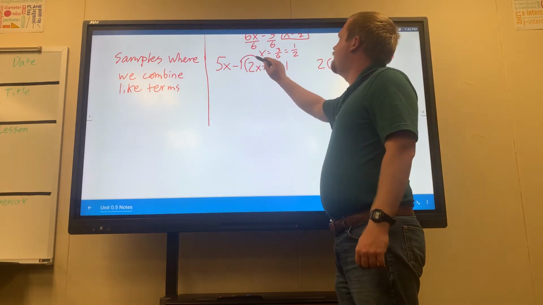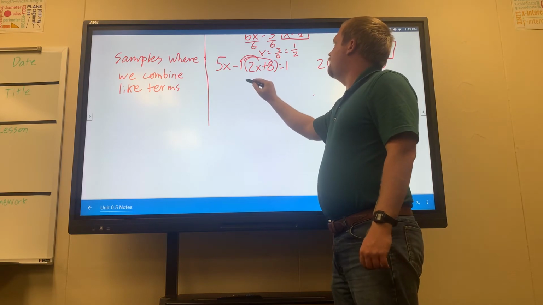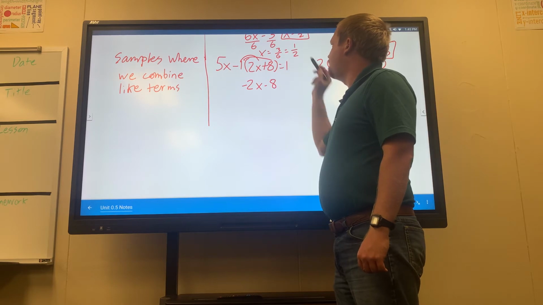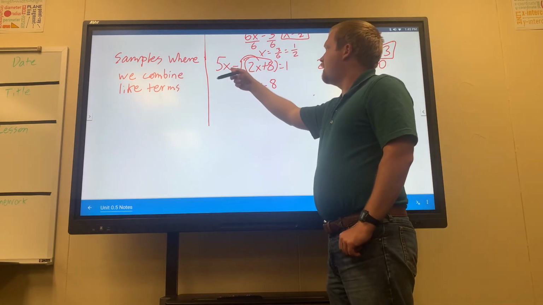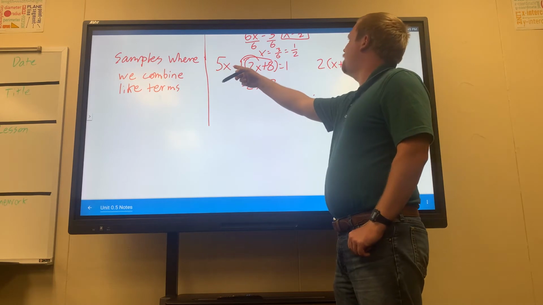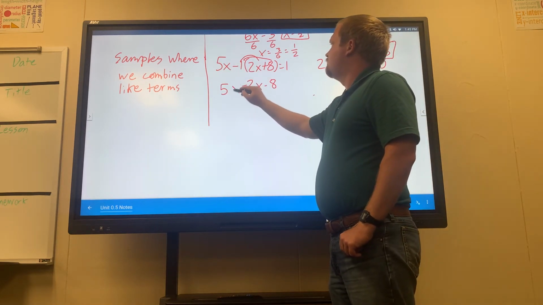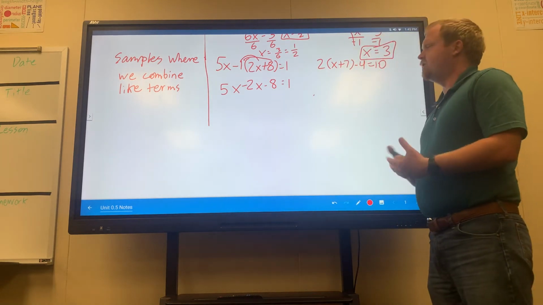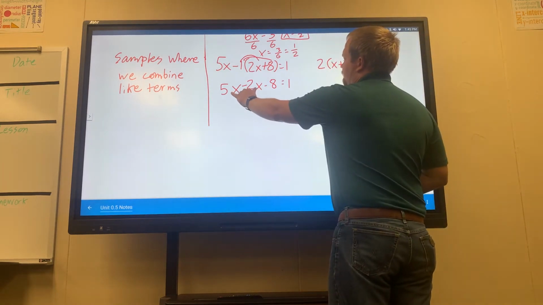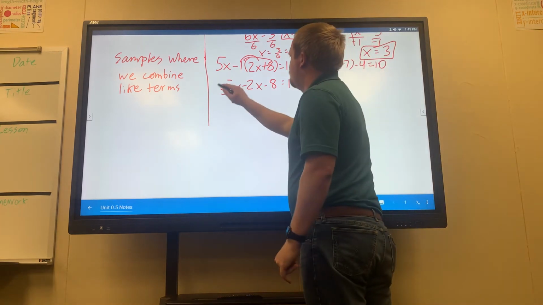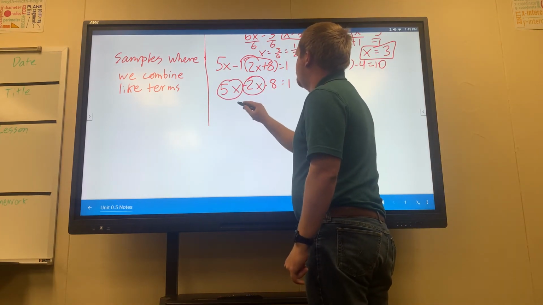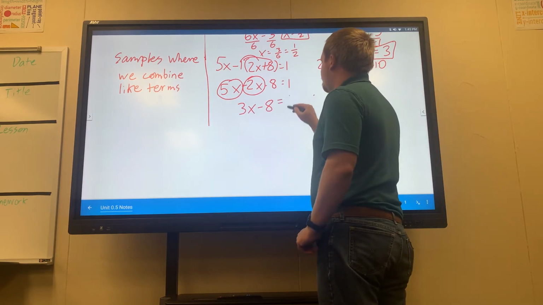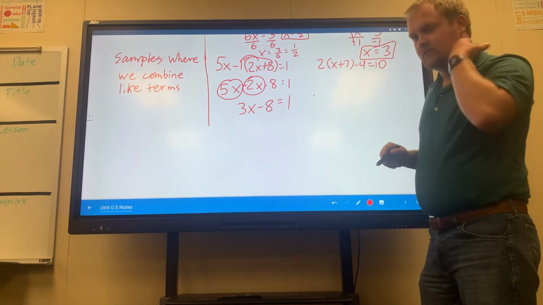So I want to distribute the -1 to both the 2x, which makes it negative 2x, and -1 times 8 gives me -8. I don't do anything with the 5x. Nothing changes. Okay? And the 1 doesn't change. So now I gotta combine like terms, which means 5x minus 2x gives me a +3x. Nothing happens to the 8, so I still have a -8.